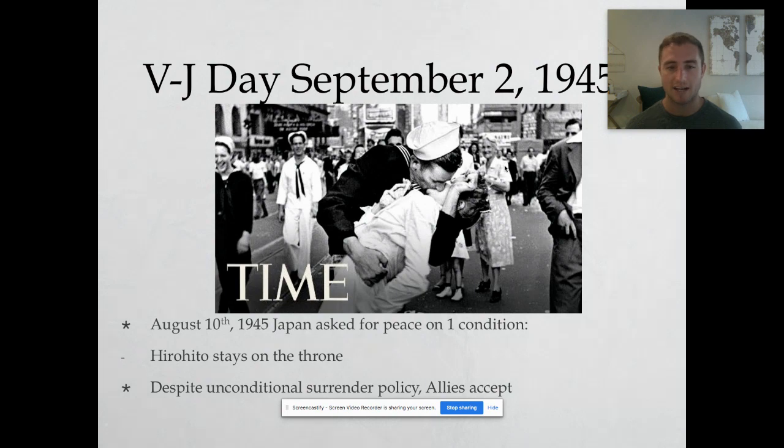The Japanese ask one condition for their surrender. Can they keep Hirohito on the throne? The Allies accept, and the war is over. September 2nd, 1945. The Allies are victorious.